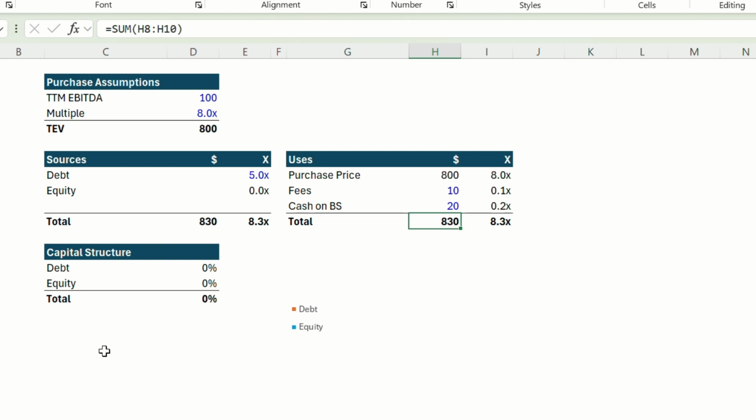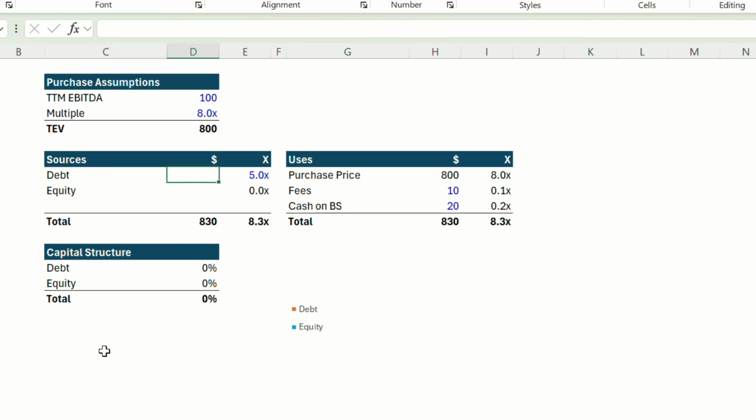Now that we have the uses side figured out, we can go over to the sources side and figure out where we're going to get this $830 million from. So, as you could guess, debt and equity are the options you have to raise capital.